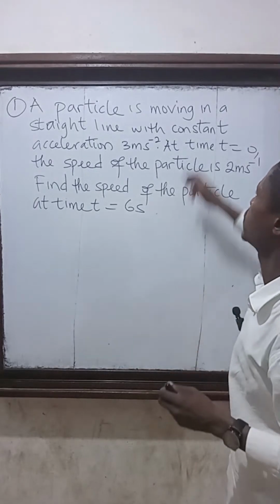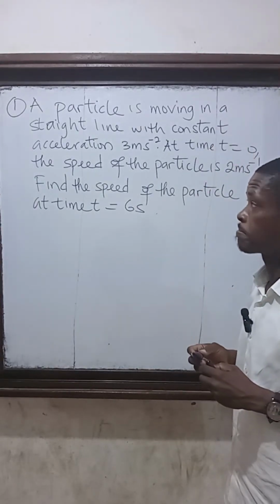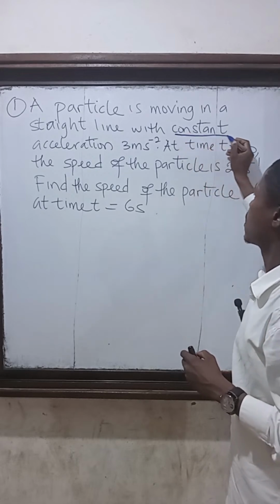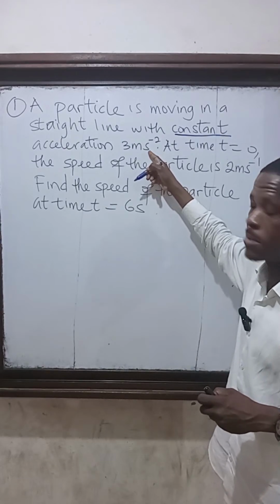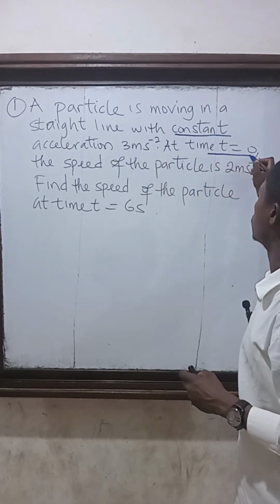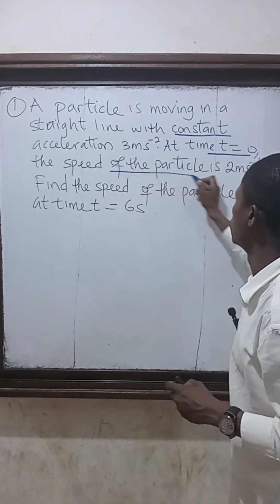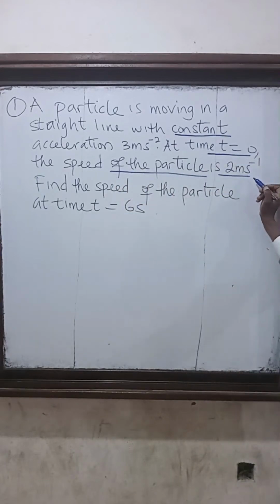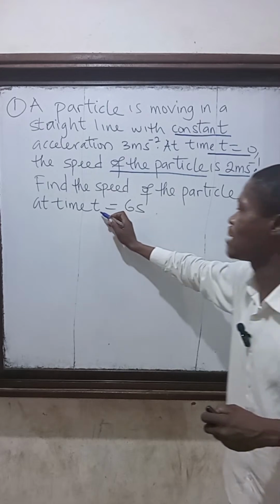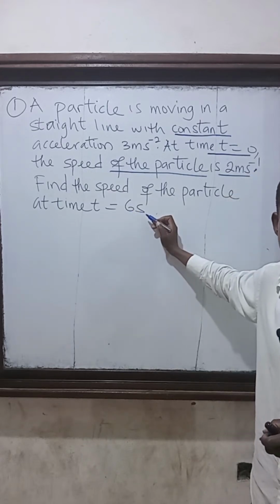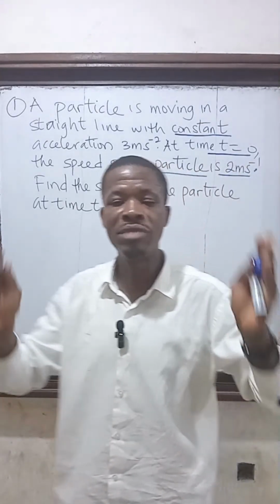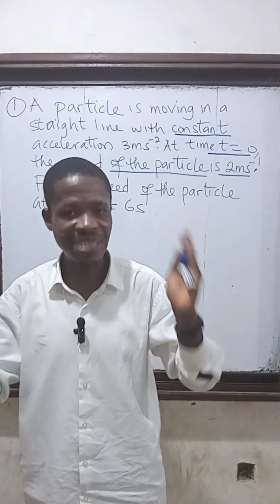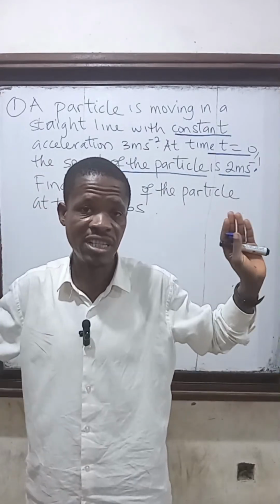A particle is moving in a straight line with constant acceleration of 3 meters per second squared. At time t equal to 0, the speed of the particle is 2 meters per second. Find the speed of the particle at time t equal to 6 seconds. So when you see a question like this, the first thing to do is to begin to write your parameters. So state your parameters. That's the first thing to do.